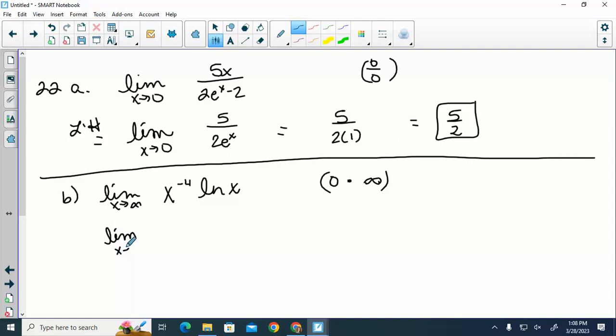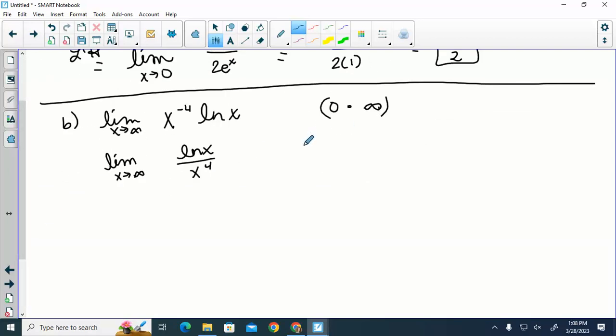Natural log of x over x to the 4. Right, a negative exponent just moves it to the bottom. So now it's infinity over infinity, which tells me we can do L'Hopital's.